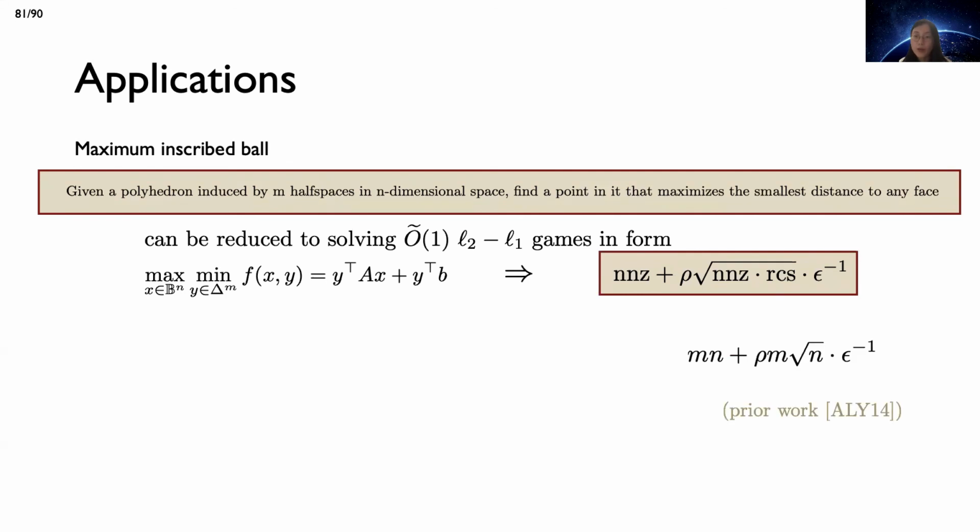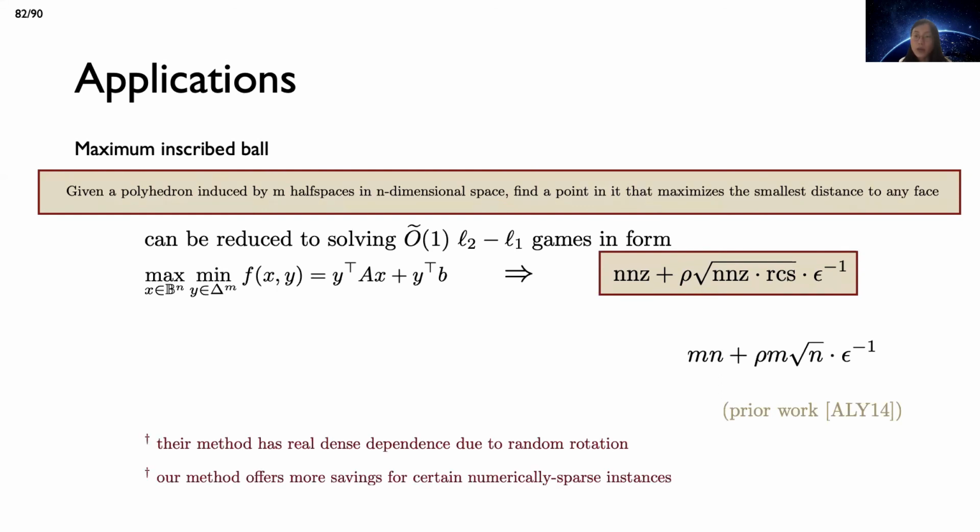Prior work by Allen-Zhu, Liao, and Yuan in 2014 gives a primal dual algorithm with complexity scaling as mn plus rho times m square root n times epsilon inverse. It is worth noting that their method requires first randomly rotating the data, so it loses sparsity structure and has a real dependence on dimension. Our method always offers improvements for sparse data and further improvements on the numerical sparsity.